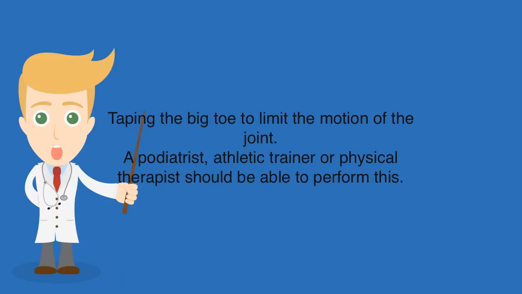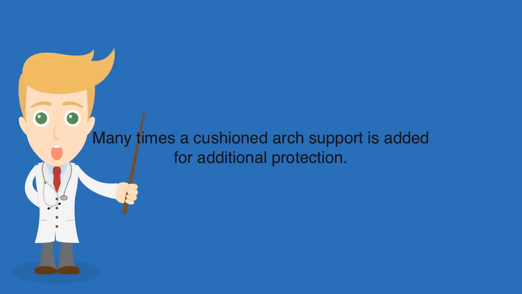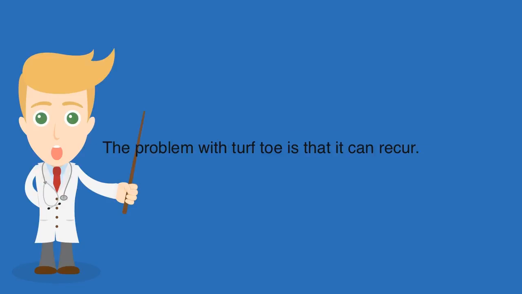Taping the big toe to limit the motion of the joint. A podiatrist, athletic trainer, or physical therapist should be able to perform this. Rigid shoe. The patient should wear a rigid shoe which will not allow the big toe to overextend. Many times a cushioned arch support is added for additional protection. The problem with turf toe is that it can recur.